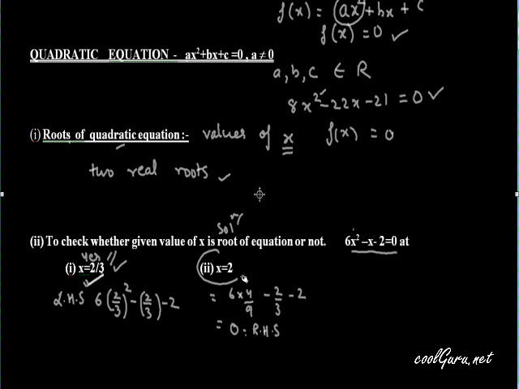Similarly, we want to check whether x = 2 is the solution or not. We will put 2 in place of x. In the left hand side, we get 2 multiplied by 2 is 4, multiplied by 6 is 24, minus 2 which is minus 4, is equal to 20, which is not equal to 0, that is the right hand side. So x = 2 is not a solution of this given quadratic equation.